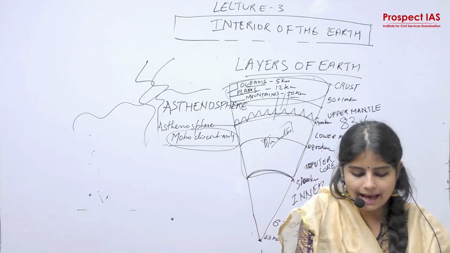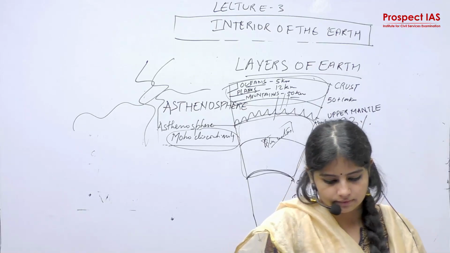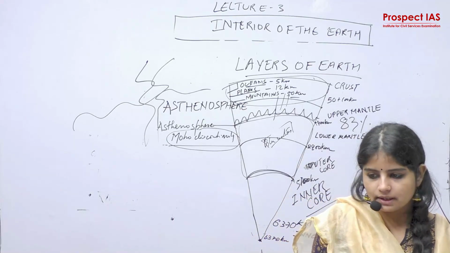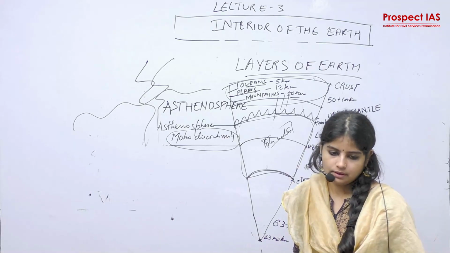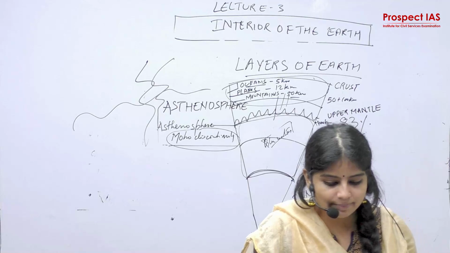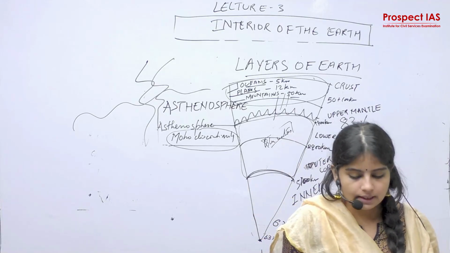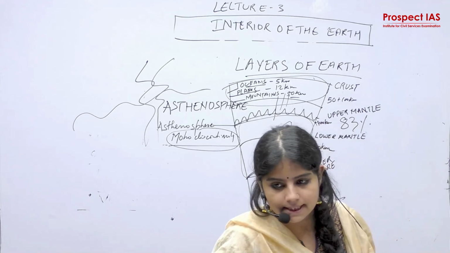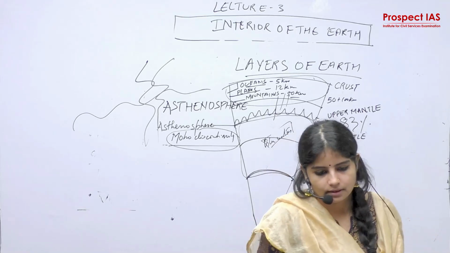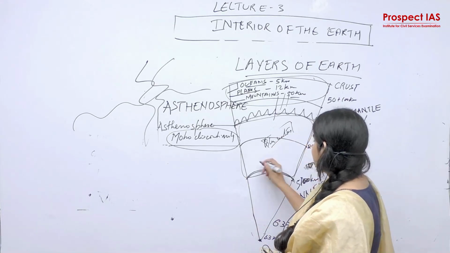Similarly, the last layer of the Earth is core. The core is the deepest and last layer. The outer core is in the liquid state.